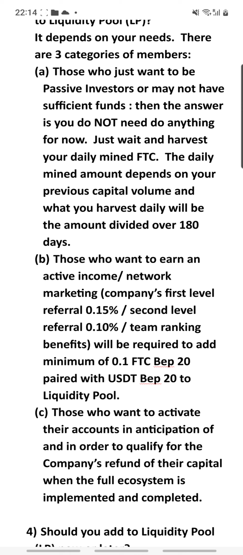And so this is going to take time. Also, when the full ecosystem is completed, what the company has announced in this Zoom session by Mr. Daric is that it will take another 12 months for the company to progressively pay out all the capital as a form of refund. But at that time, the company will recognize those wallets that have liquidity, because those are considered as active wallets. So only those wallets that have liquidity will qualify for the refund.